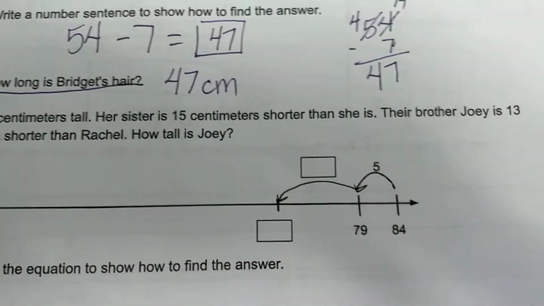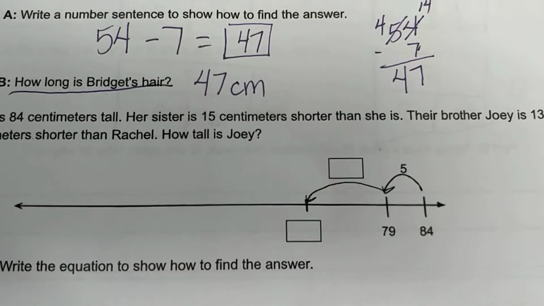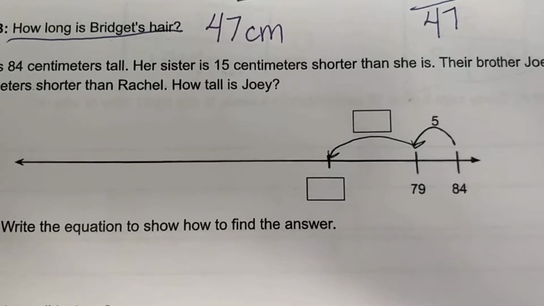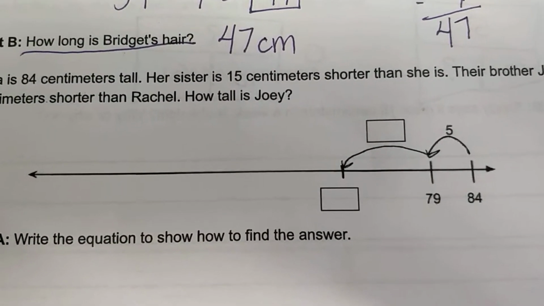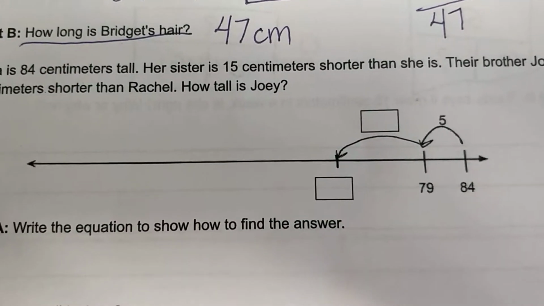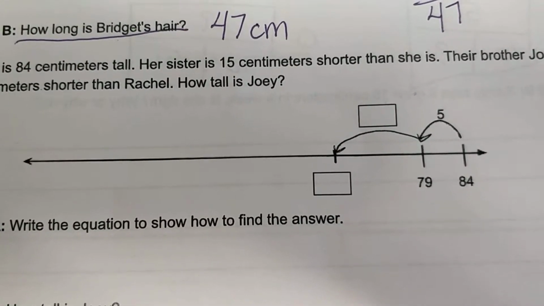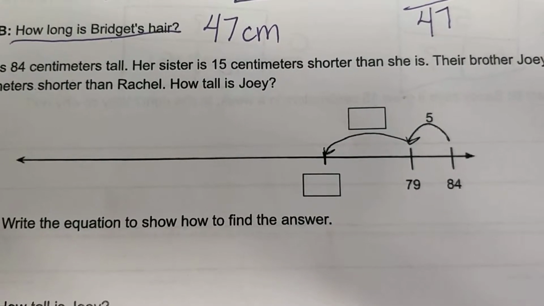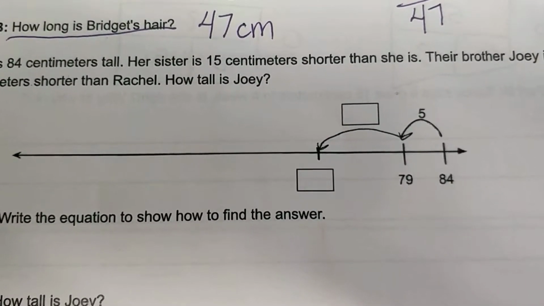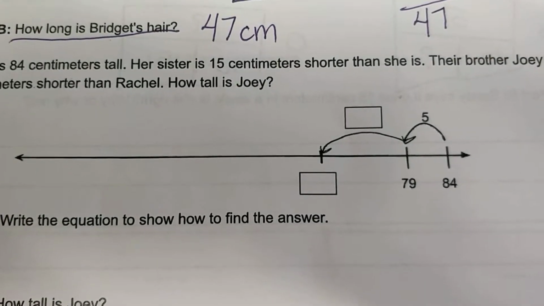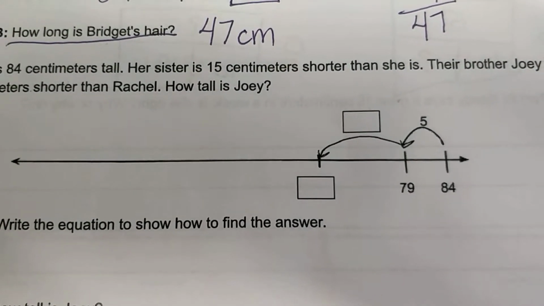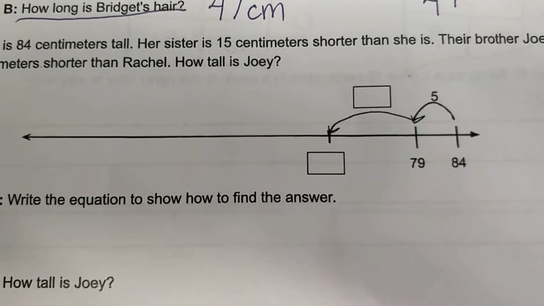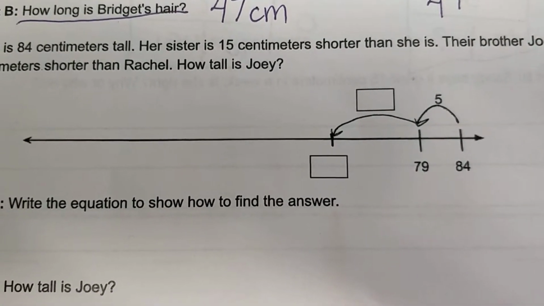Alright, moving on to number 3. Number 3 is kind of a long one, and it can be complicated if you don't read the problem very carefully. So it says Sarah is 84 centimeters tall. Her sister is 15 centimeters shorter than she is. Their brother Joey is 13 centimeters shorter than Rachel. How tall is Joey? There are 2 parts, part A and part B.